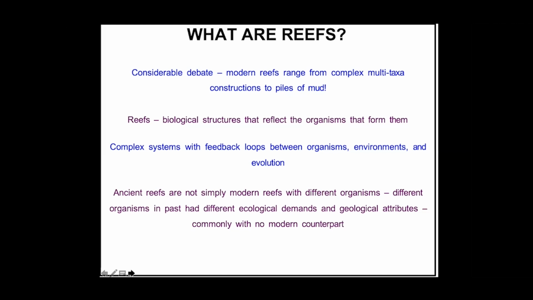That's important because these biological structures, which most reefs are, reflect the organisms that built them. They are extremely complex environments because there are loops between the organisms themselves, how the different animals and plants live with each other, environmental conditions, and evolution. Ancient reefs are not simply modern reefs with different organisms. A lot of the older organisms that grew and formed reefs had completely different ecological demands and attributes from the modern reefs. In many cases, the animals that built those reefs have no modern counterparts.